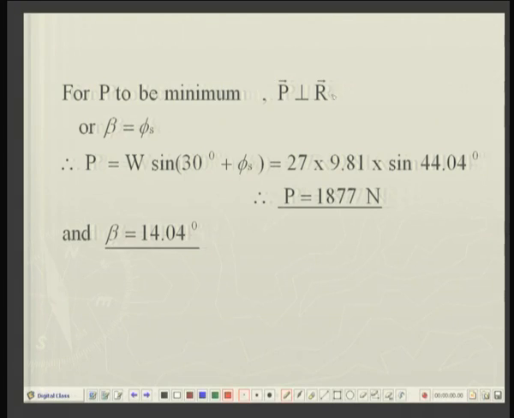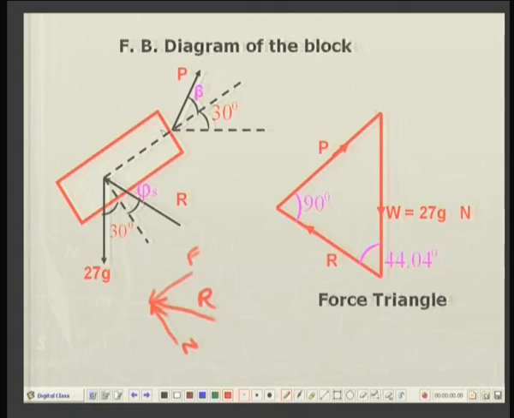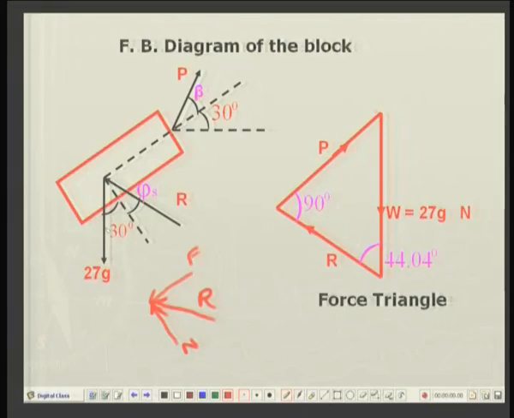So, for P to be minimum, P is perpendicular to the resultant R, and when will it be perpendicular? When beta is equal to phi s, because remember that the angle between two lines is equal to the angle between their normals. This force is normal to this, and this is normal to P. So, whatever the angle here, the same is the angle over here.